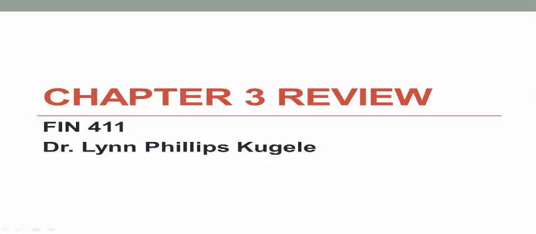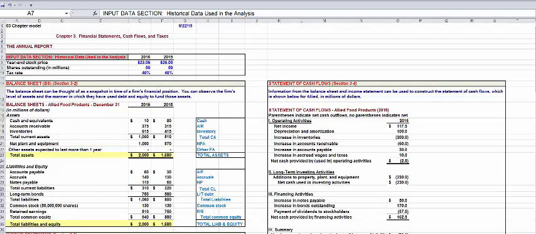It seems like Chapter 3 is something of a challenge, so I want to go over the basics of it again to reinforce the fundamentals. This file is the Chapter 3 model. It contains the exhibits used in the chapter examples for Allied Food Products. These are the ones we used in the PowerPoint presentation, but we're going to go over them again.